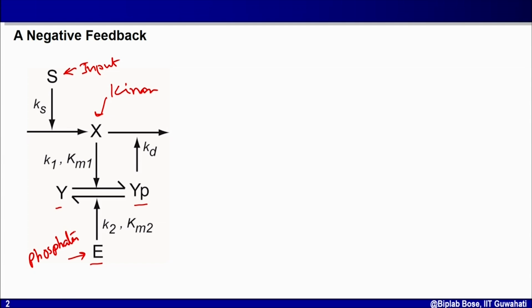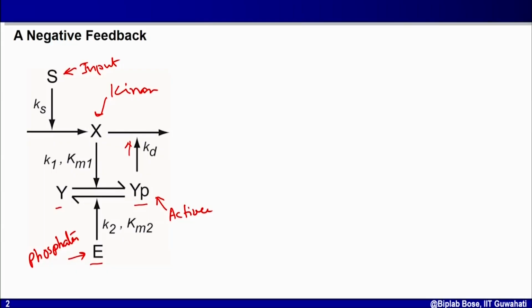And YP is a phosphorylated protein Y, and once it is phosphorylated, it becomes an active enzyme. So now it is an active enzyme, and this active enzyme promotes degradation of X. That's what I have shown by an arrow here. So what we have? We are giving an input signal S that induces production of X, which is a kinase, and that X kinase phosphorylates Y to YP.